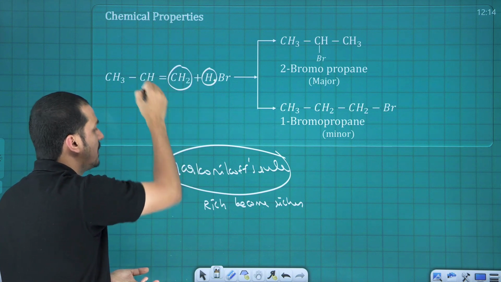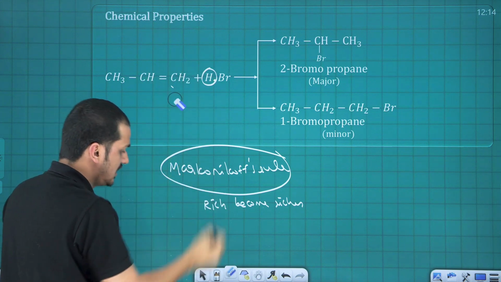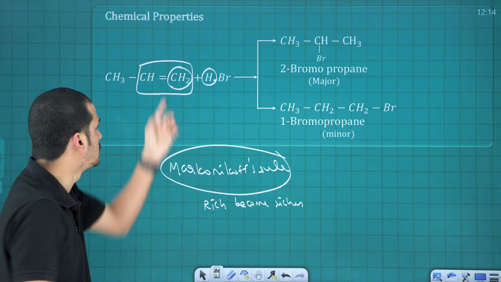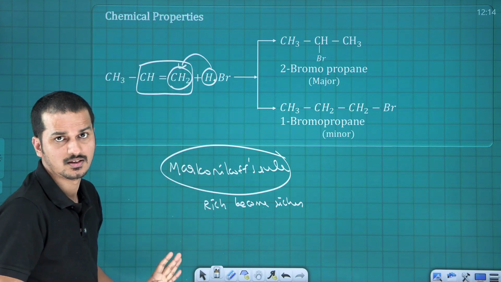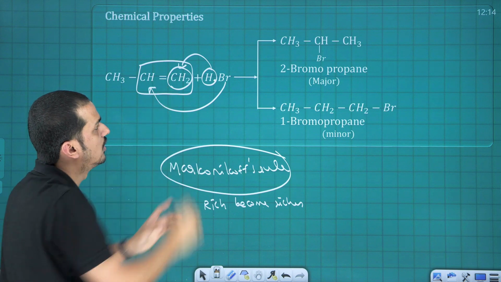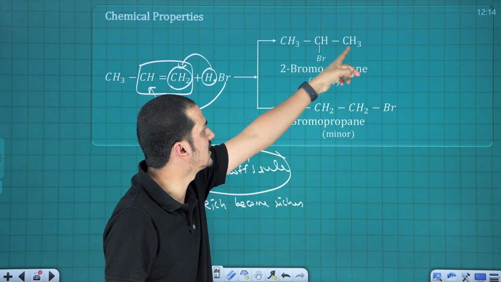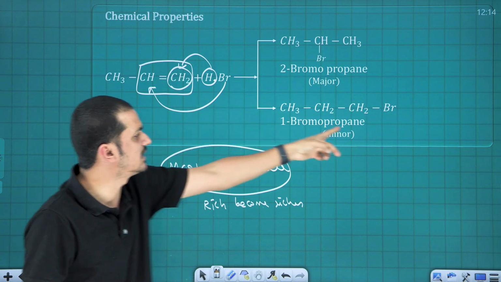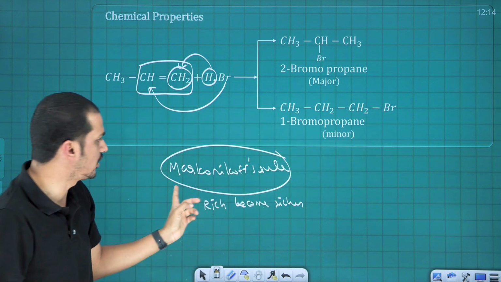In non-rearrangement cases, here you can see the carbon-carbon double bond. This carbon is rich in hydrogen, so towards that this hydrogen will go, and towards the other carbon the bromine will go. That's the answer, CH3CHBrCH3, 2-bromopropane. That will be the major product, and the opposite is the minor. That's purely based on the Markovnikov rule.